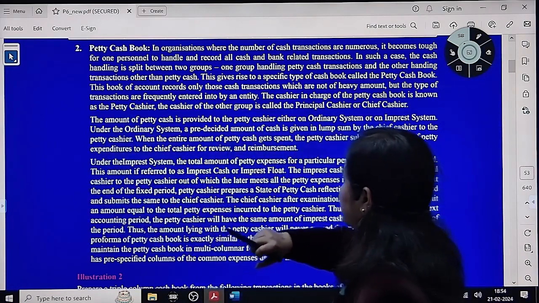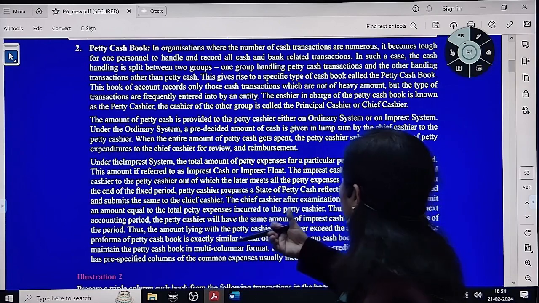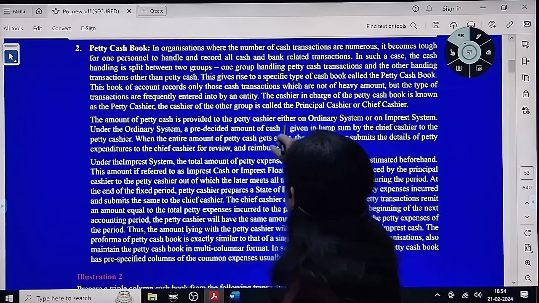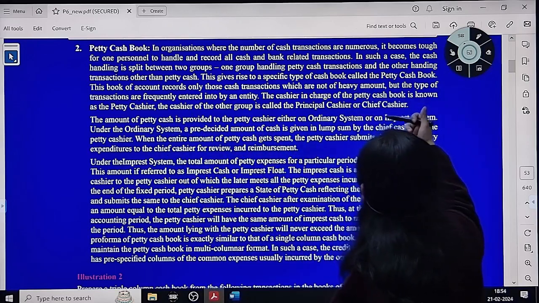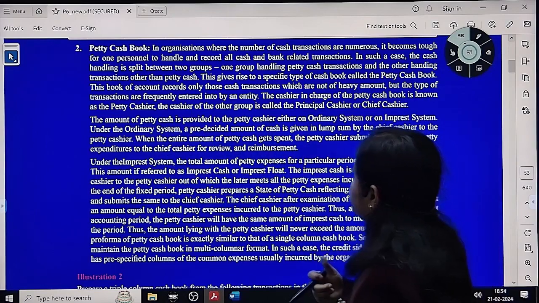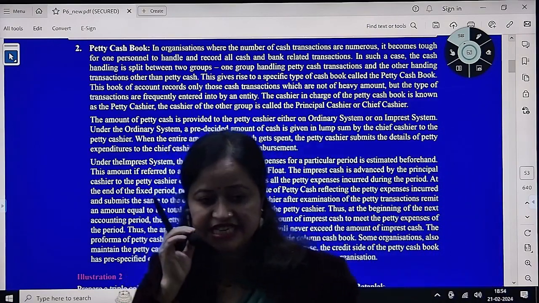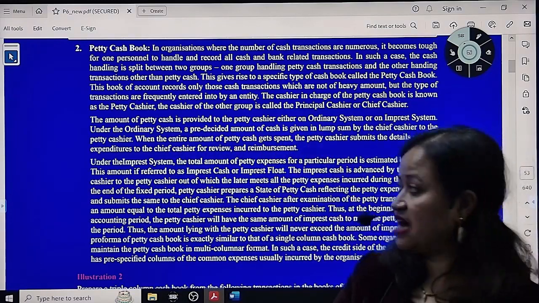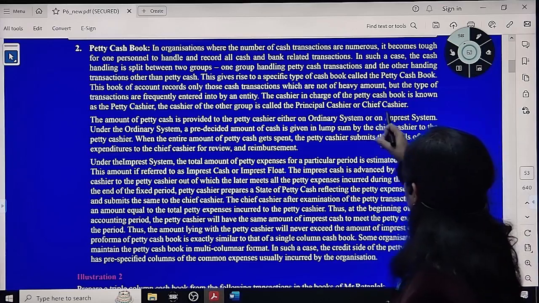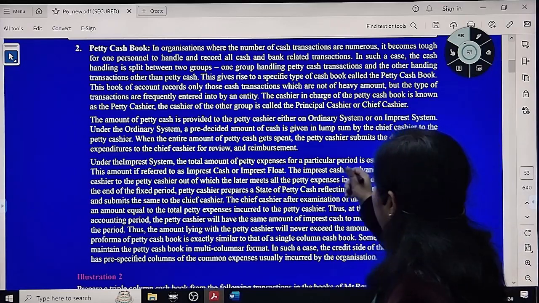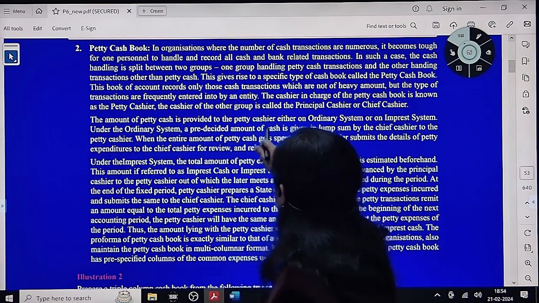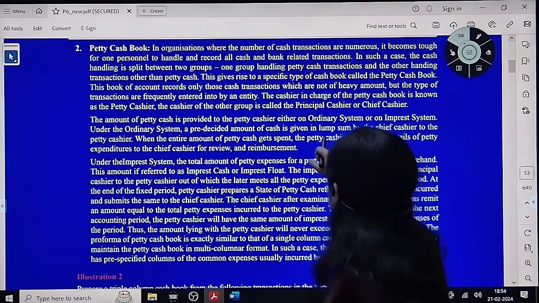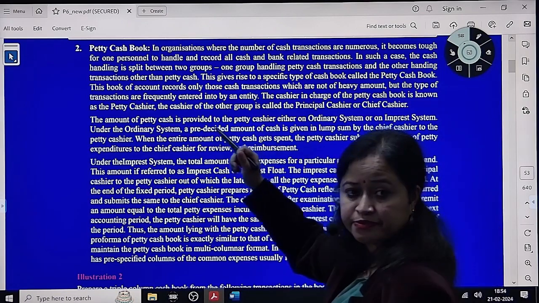So underline this. The person who is handling the petty cash book or the transactions, that person is called the petty cashier. The cashier of the other group is called the principal cashier or chief cashier. So in this case, the petty cashier gets an amount of money from the principal cashier or chief cashier. The amount of petty cash is provided to the petty cashier either on ordinary system or on imprest system. Underline this, ordinary system and imprest system.